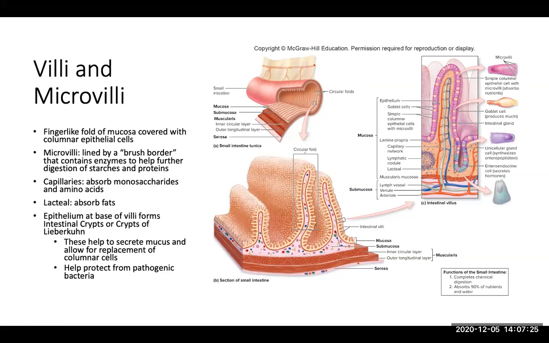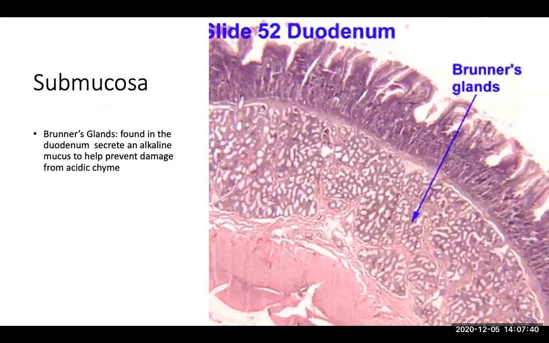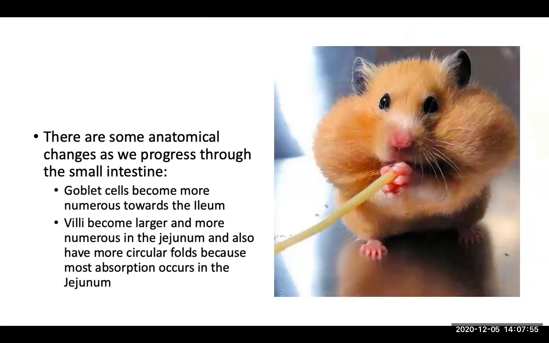The epithelium at the base of the villi forms the intestinal crypts, or crypts of Lieberkuhn, and these help to secrete mucus and allow for replacement of columnar cells. They also help to protect against pathogenic bacteria. Here's a look at the submucosa of the duodenum. It has Brunner glands in it, which are found in the duodenum and secrete an alkaline or basic mucus to help prevent damage from the acidic chyme that's coming from the stomach.